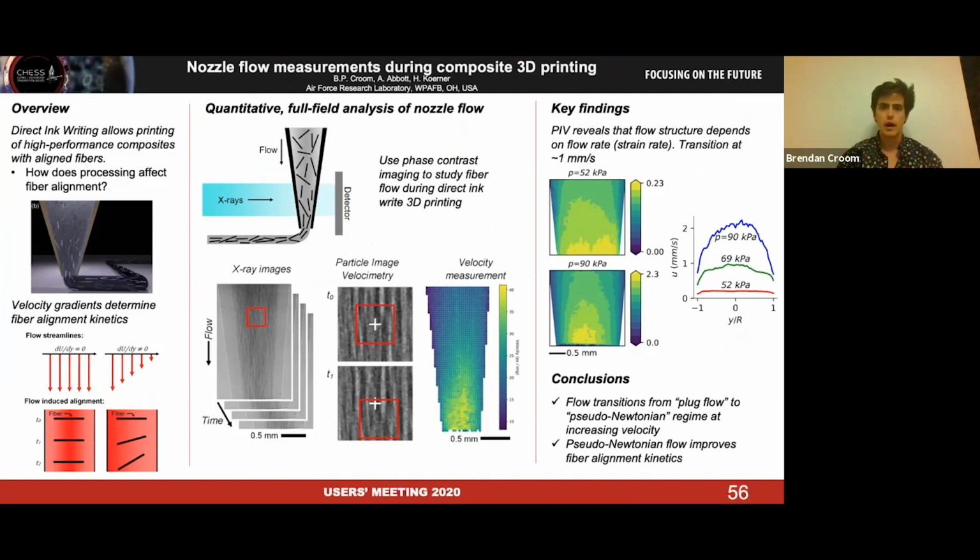Hey everyone, so I use high-speed X-ray imaging techniques at CHESS to study the fiber alignment and resin flow behavior during 3D printing of composites. So there's been a lot of work over the last 5 years trying to improve the mechanical properties of polymer parts during 3D printing. And so one of the strategies to do that is incorporating carbon fiber fillers. The big question is how these fibers are aligned during the printing process and maybe how we can improve it or say control the fiber alignment during the printing process.